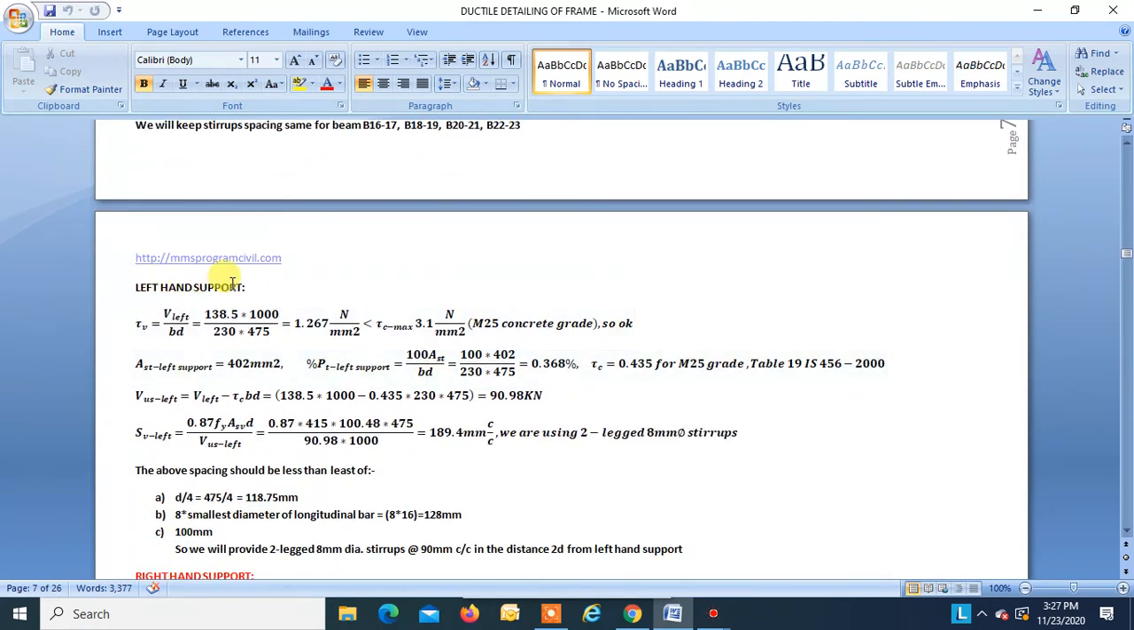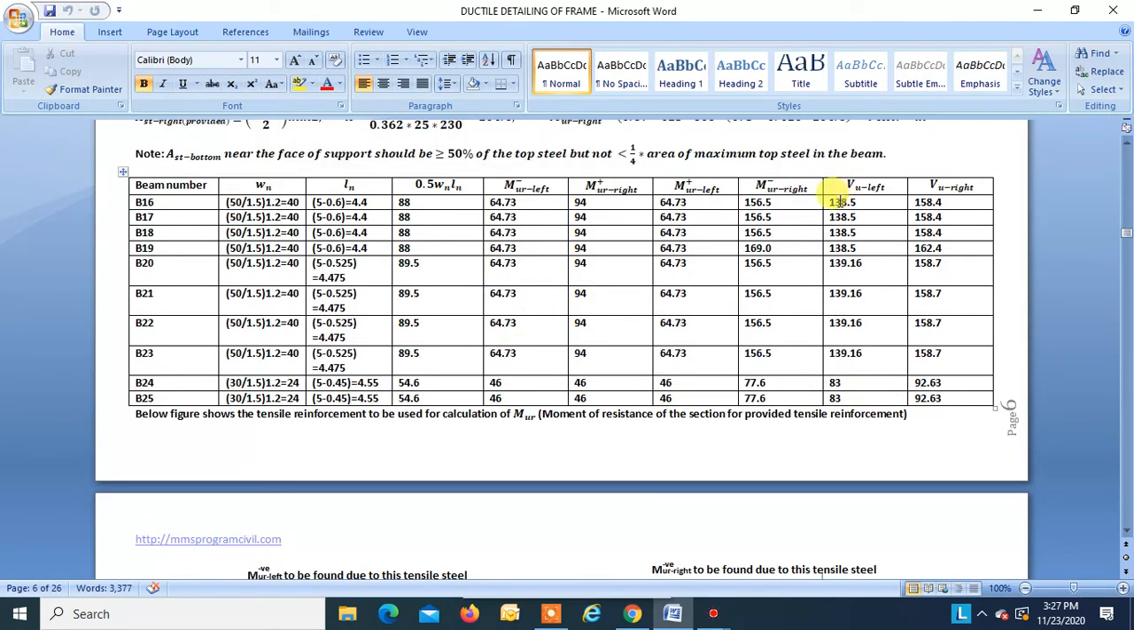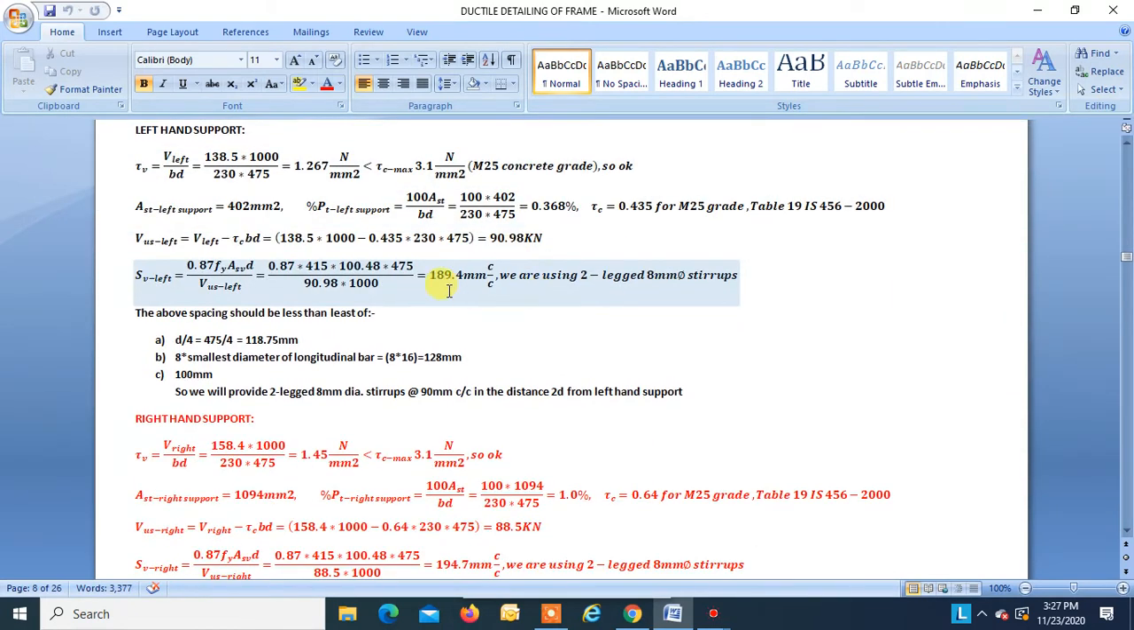Left hand support, VU left we found to be 138.5. So tau v is equal to V left divided by BD. This is equal to 1.267 Newton per mm square. Now tau v should not be greater than tau c max. Tau c max is 3.1 Newton per mm square for M25 grade concrete. We get this value from table 20 of IS 456 2000.